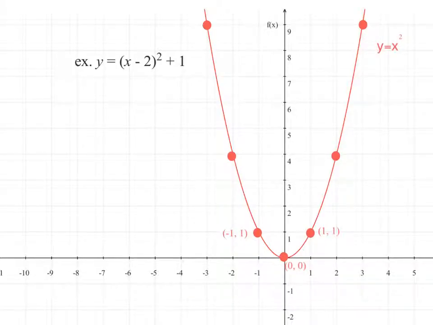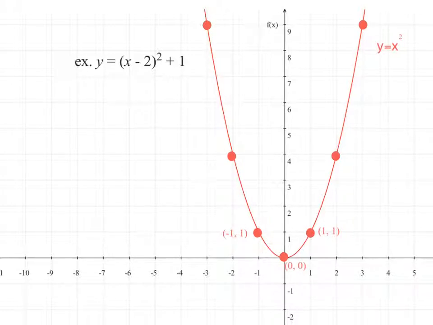The first example is x minus 2 quantity squared plus 1. If you go back to that list of parent functions that I gave you, you'll see that this is actually just a transformation of the graph y equals x squared. So if you're writing down this example, you should first of all go ahead and plot the y equals x squared graph.